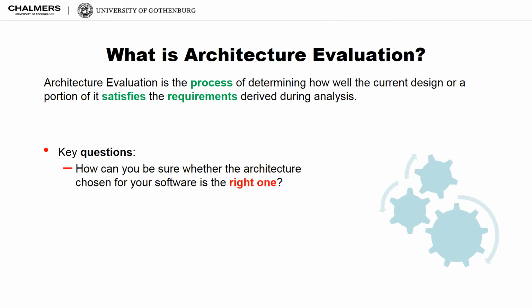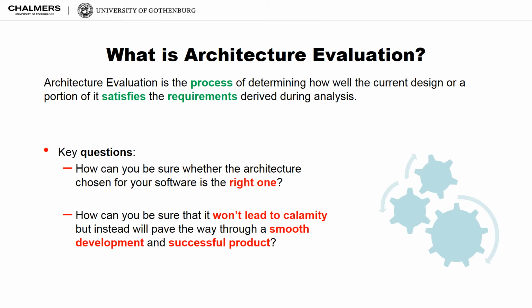Two central questions are addressed when evaluating an existing software architecture. First, how can we be sure whether the selected architectural solution is the right one? Second, how can we be sure that the selected architecture won't lead to calamity, but instead will guarantee a smooth development process and eventually a successful software product?